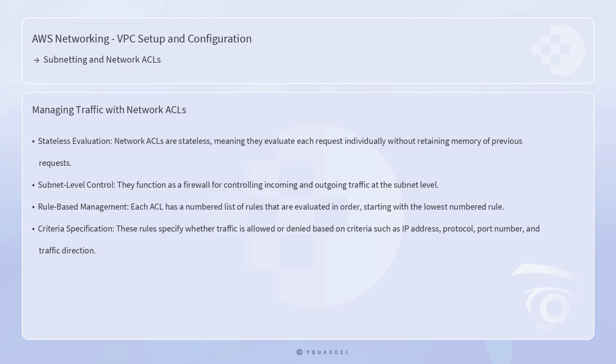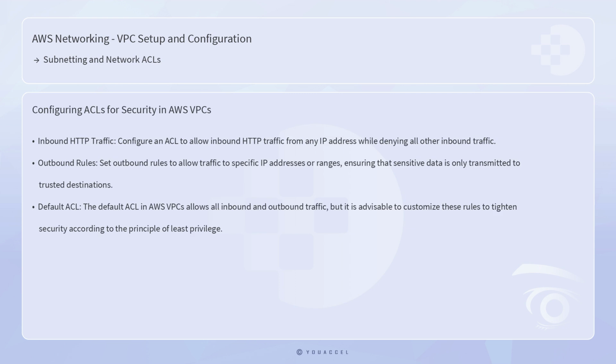Once subnets are defined, network ACLs come into play to manage traffic flow. Network ACLs are stateless, meaning they evaluate each request individually without retaining memory of previous requests. They function as a firewall for controlling incoming and outgoing traffic at the subnet level. Each ACL has a numbered list of rules that are evaluated in order, starting with the lowest numbered rule. These rules specify whether traffic is allowed or denied based on criteria such as IP address, protocol, port number, and traffic direction.